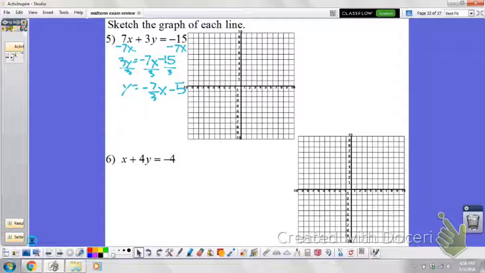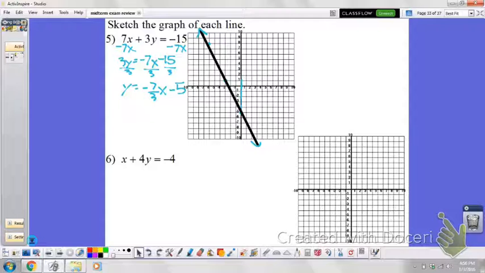So in this case, my starting point is negative 5. So we'll go down to negative 5. And my slope is negative 7/3. So since I can't go down 7, I don't have room, I'm going to go up 7, and to the left 3. And I get a point. Up 7, to the left 3. And that is enough points to get a line. So I'm just going to sketch a line through those points, kind of. And then that'll be my line.